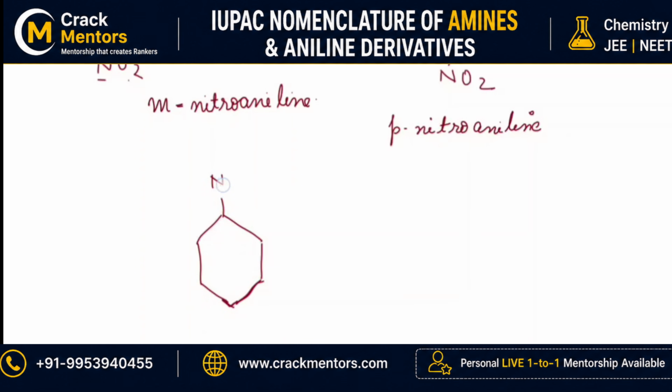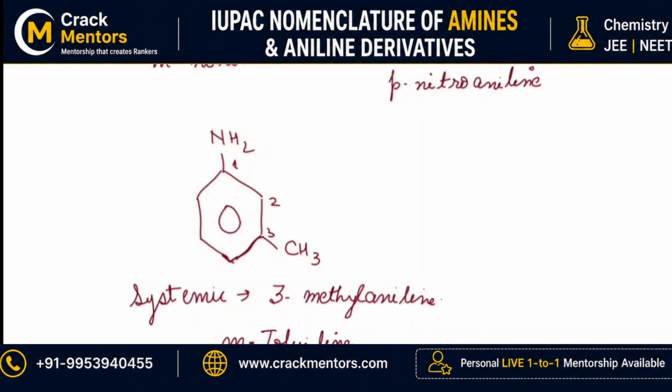Here NH2 has been attached and here CH3. Suppose I want to write the systematic name. In the systematic name, I will number the positions 1, 2 and 3. So I will write 3-methyl aniline. But this compound is also known as meta-toluidine. That is its popular name.